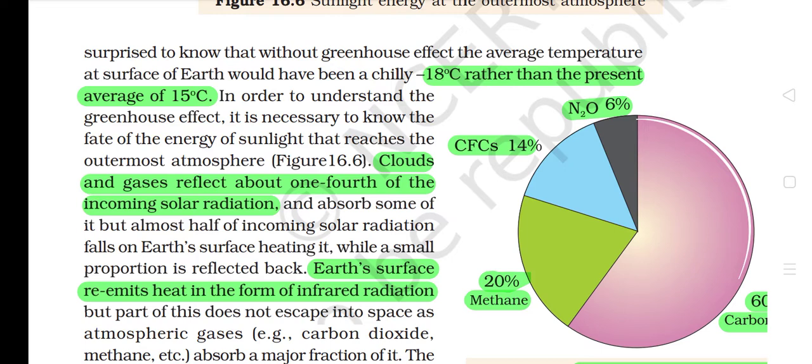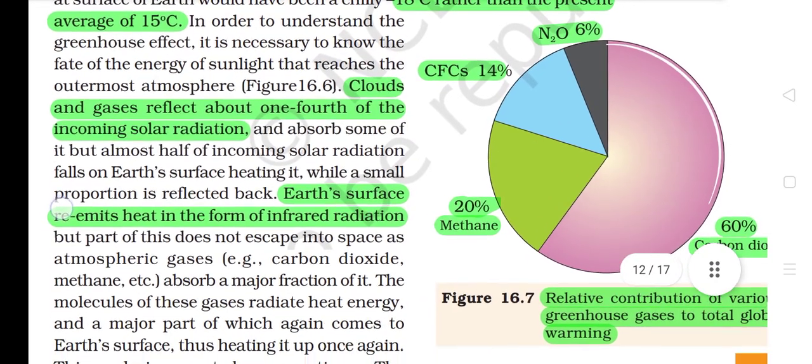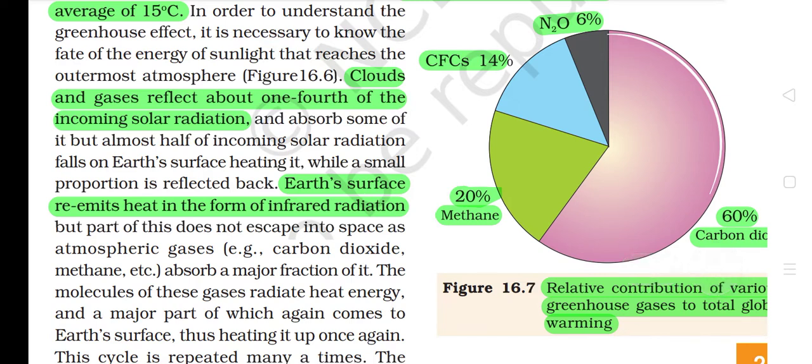In order to understand the greenhouse effect, it is necessary to know the fate of the energy of sunlight that reaches the outermost atmosphere. Clouds and gases reflect about one-fourth of the incoming solar radiation and absorb some of it, but almost half of incoming solar radiation falls on Earth's surface, heating it, while a small proportion is reflected back.